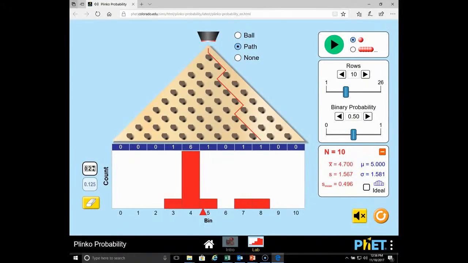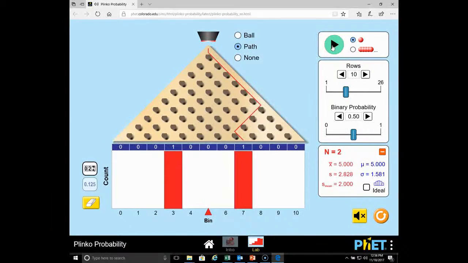So the mean of this particular sample, and we're going to restrict ourselves to samples of size 10, which is very small, but time is of the essence here. So the mean is 4.7, the standard deviation is 1.567. We may refer to this data later, but the purpose of using the simulator is to erase this data and do another sample of size 10. So let's do that very quickly.